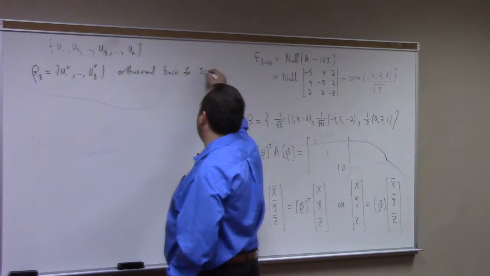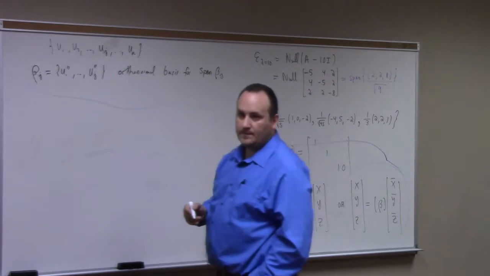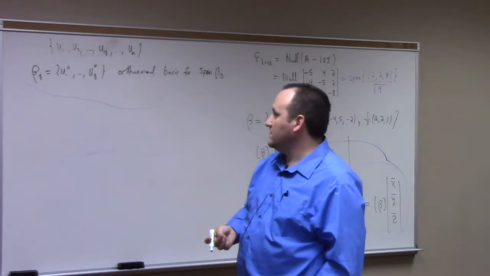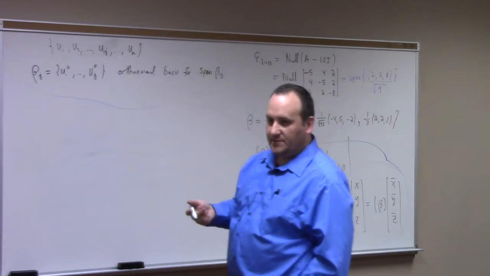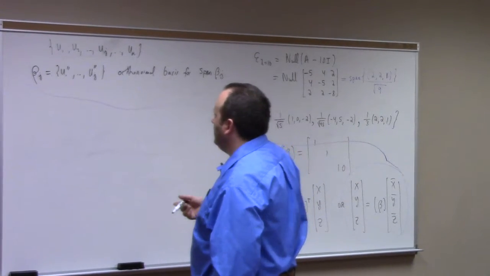for the span of beta j. You could think of it that way, right? I mean, you could think about the span of all of them forming W, but you're building up a bit of W as you go on.